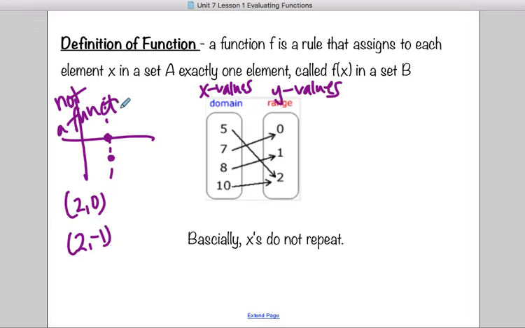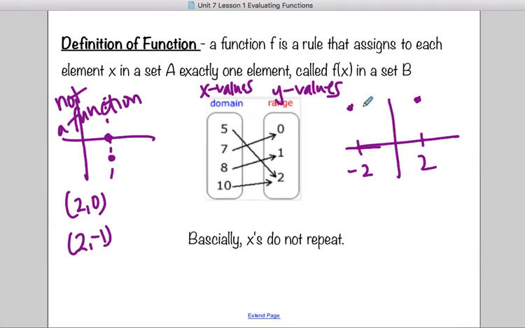So this is not a function in this case. However, if all your x's are only going to one y, then you're in good shape. Could you have an x value here, let's say 2, and an x value here, -2, that assigns to the same y value? Is that okay? You should be thinking to yourself it is, because guess what? I can even draw this. This is a parabola. So it's fine to have the same y value, but it is not okay to have two y values for one x value. If that happens, then it is not a function.